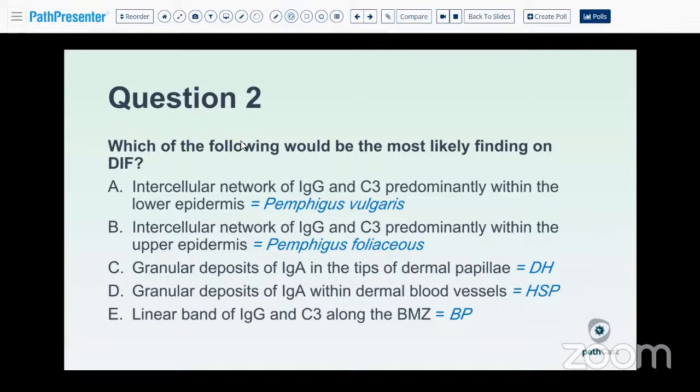So now we have to know, what are all these immunoreactivity patterns on DIF? So intercellular IgG and C3 predominantly in the lower epidermis we saw before as pemphigus vulgaris. Intercellular, same thing, but in the upper epidermis would be pemphigus foliaceus. Granular IgA at the tips of the dermal papillae is dermatitis herpetiformis. IgA in the blood vessels is Henoch-Schönlein purpura, or IgA vasculitis, and a linear band of IgG and C3 along the basement membrane zone is bullous pemphigoid.